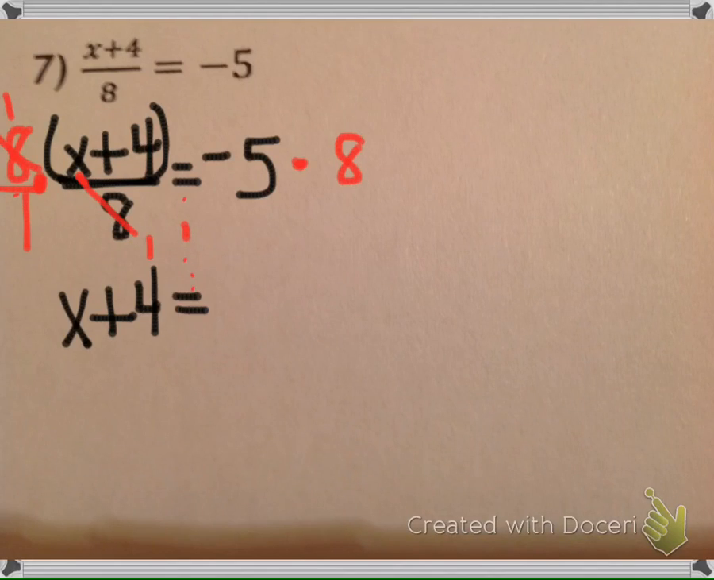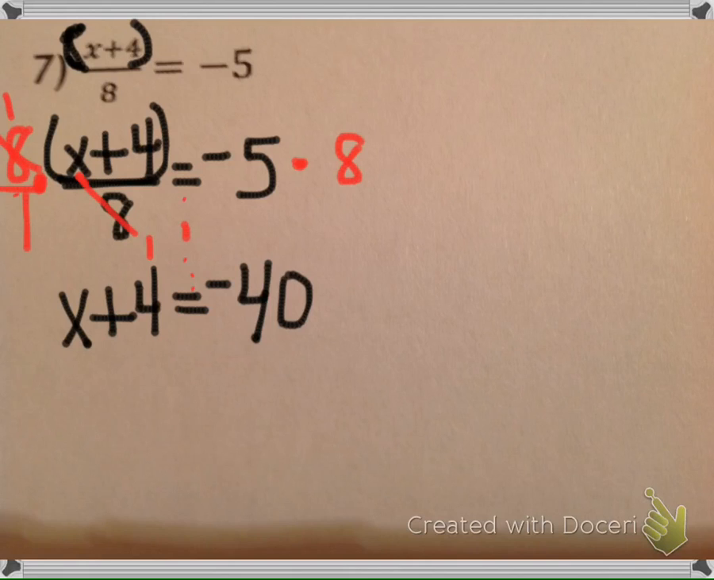And then I have negative 5 times 8 is negative 40. And now I have a one-step equation, which should be simple from there. But the important part is you need to remember that this is in a parenthesis here. So you're going to get rid of the 8 first, okay?